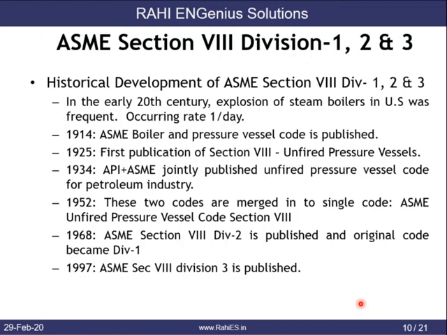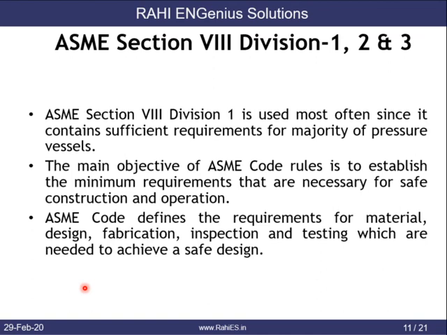So historical development we have already seen. It started, and the first code was published in 1914, and since then the codes have evolved till date. So Division 1 is used most often since it covers sufficient requirements for the majority of pressure vessels. The main objective of ASME code rules is to establish the minimum requirements that are necessary for safe construction and operation. The codes define the requirements for material, design, fabrication, inspection and testing which are needed to achieve a safe design.